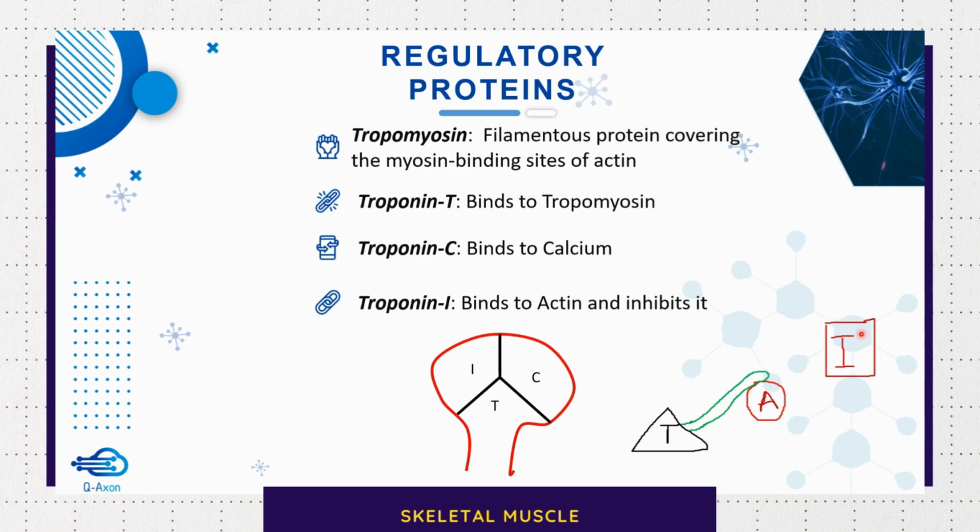Troponin I is an extra precaution. So in case the myosin binding site of actin is exposed for any reason at rest, the troponin I binds to this site and inhibits the actin. So these are the two important regulatory proteins.